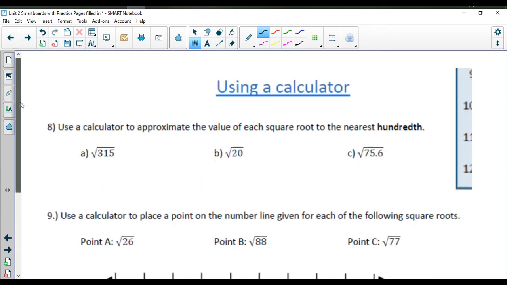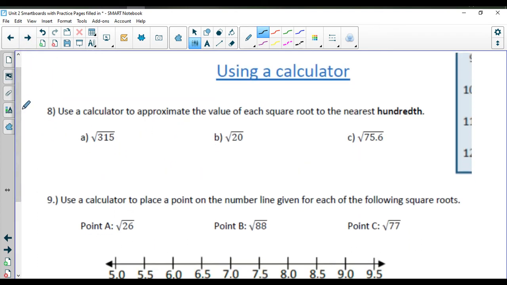For number 8, we use a calculator to approximate the value of each square root to the nearest hundredth. So these are just calculator problems for you. Typing in the square root of 315 and then rounding, we get 17.75. The square root of 20, we're going to get 4.47. And the square root of 75.6, we're going to get 8.69.